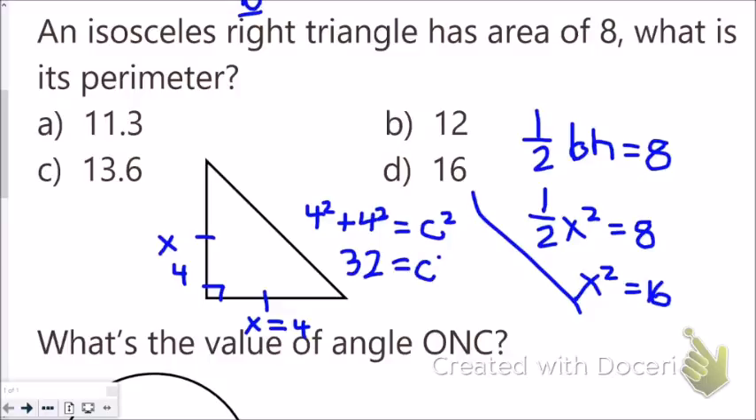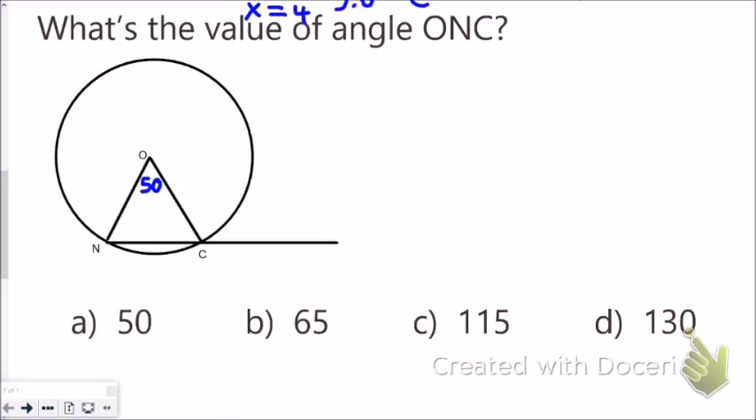Now you're going to have to pull out a calculator to figure out what the square root of 32 is, and it's going to come out that c is about 5.6. And now once I know my third side is 5.6, I can add up all three sides to get my perimeter, which is going to be really close to 13.6. Okay, that last problem had several steps. This one's not quite as bad.